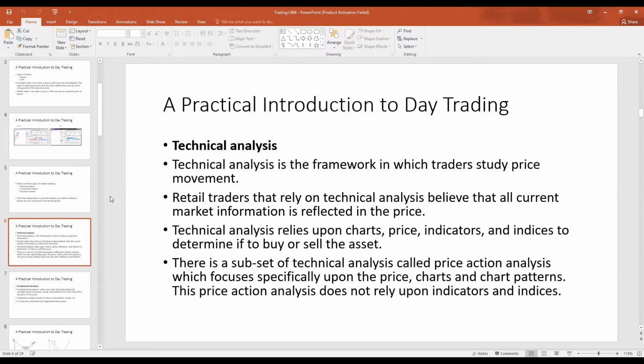or sell the asset. There is a subset of technical analysis that is called price action analysis. Price action analysis focuses specifically upon price, charts, and chart patterns. Price action analysis does not rely upon indicators and indices. Indicators and indices are ratios. These ratios provide information about the price of the asset and can tell you if to buy or to sell the asset.